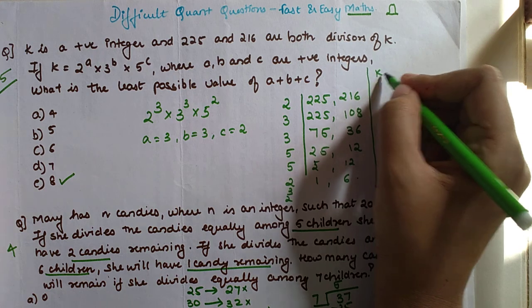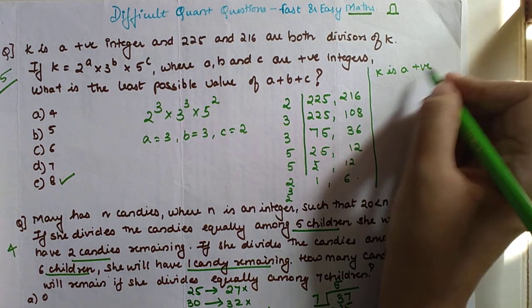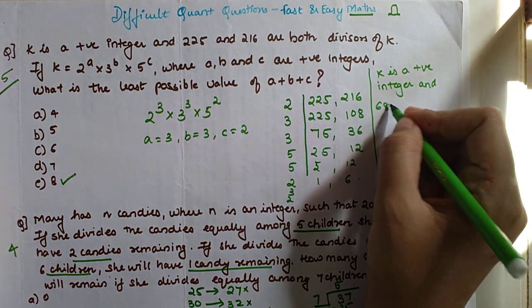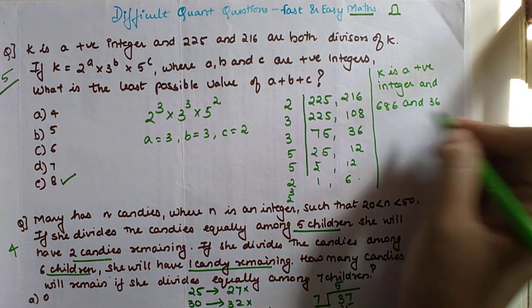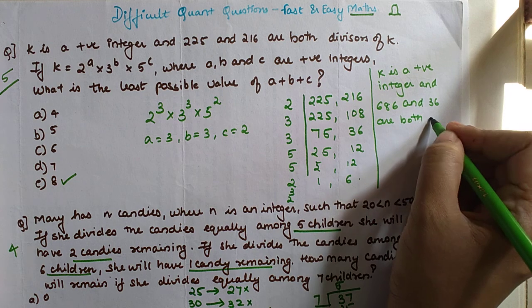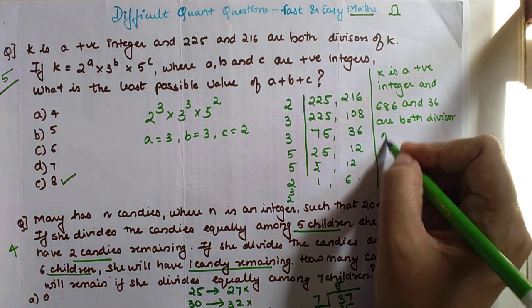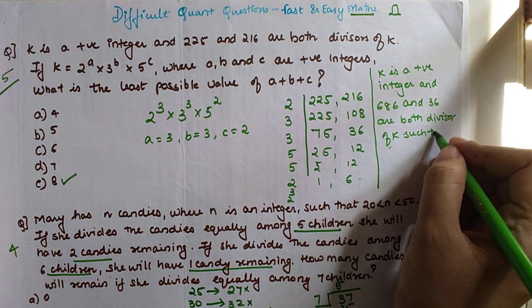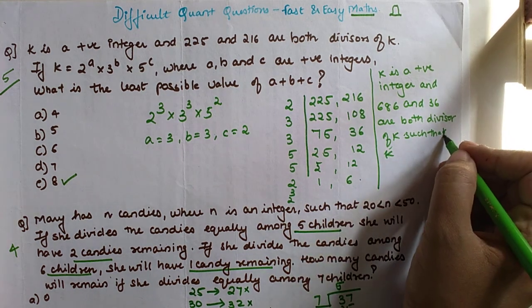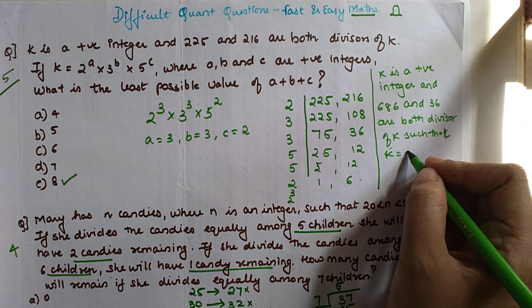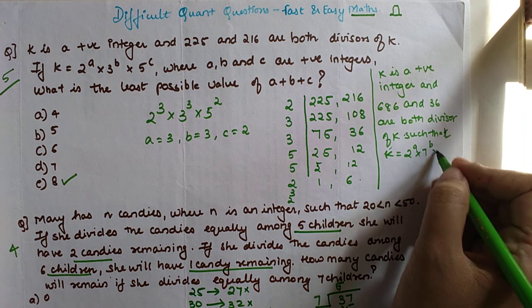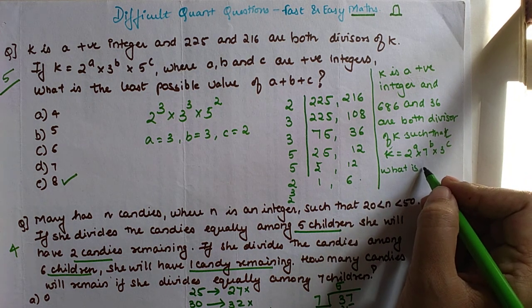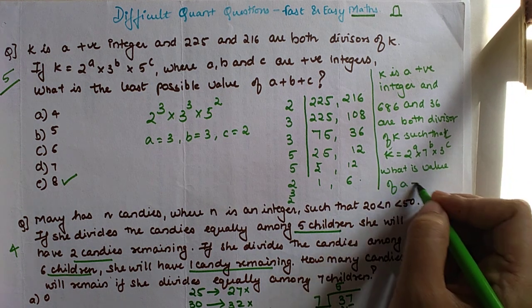Okay, so k is a positive integer, and 686 and 36 are both divisors of k, such that k is equal to 2 raised to A into 7 raised to B into 3 raised to C. So what is the value of A plus B plus C?